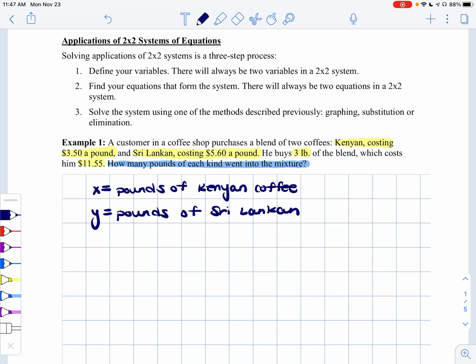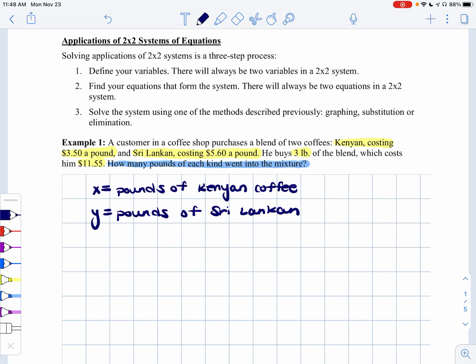When you're defining these variables, be as specific as you can. I don't want you to just say x is Kenyan, y is Sri Lankan, because Kenyan what? Sri Lankan what? You have to focus in on what we're actually measuring. In this case, what we're measuring is the pounds of these different types of coffees. So think about all those important pieces that go into defining these variables and include as much detail as you can when you're defining them.